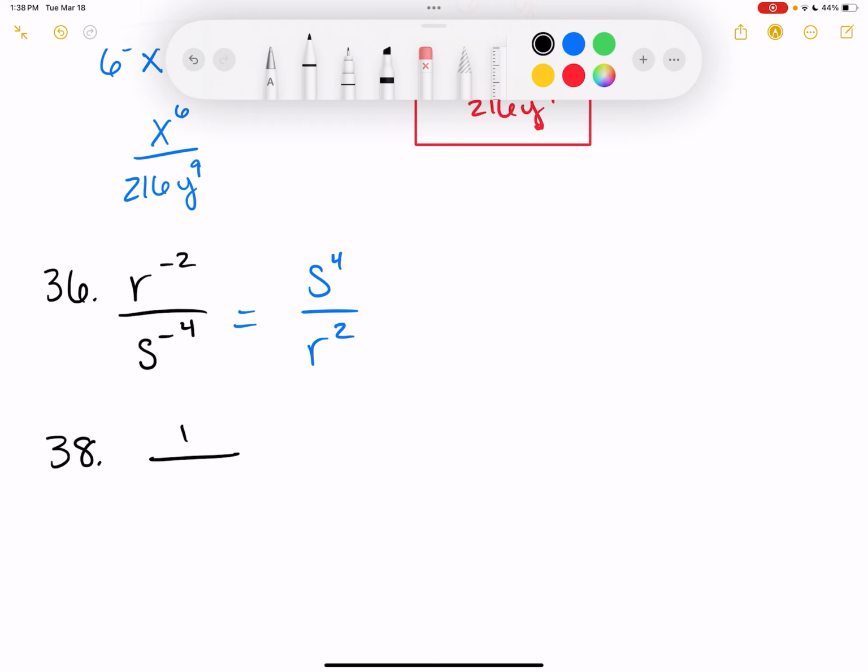38. 1 over 8x to the negative 2, y to the negative 6. You got to move the Y and X back onto the top. Yep, I'm going to move those. The 8 stays on the bottom. So that's going to be x squared y to the 6th over 8.